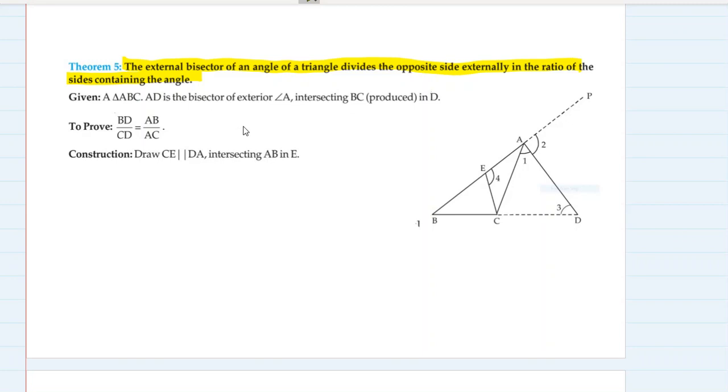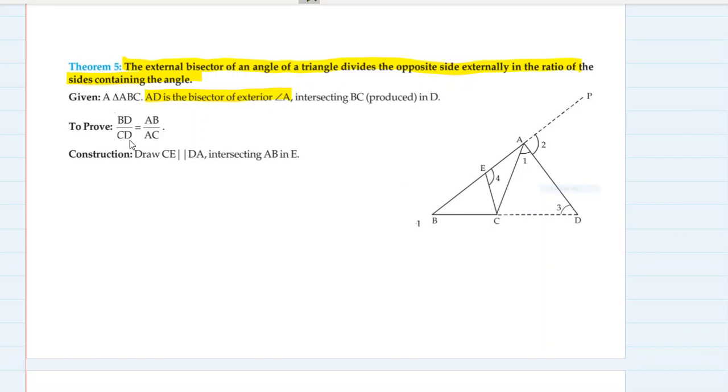So in triangle ABC, AD is the bisector of exterior angle A. Do you see AD? AD bisects exterior angle A. Which is the exterior angle A? Angle CAP. So this CAP is bisected by AD, that is angle 1 is equal to angle 2, intersecting BC produced in D. So BC is produced to D. Okay? So this is how the figure looks.